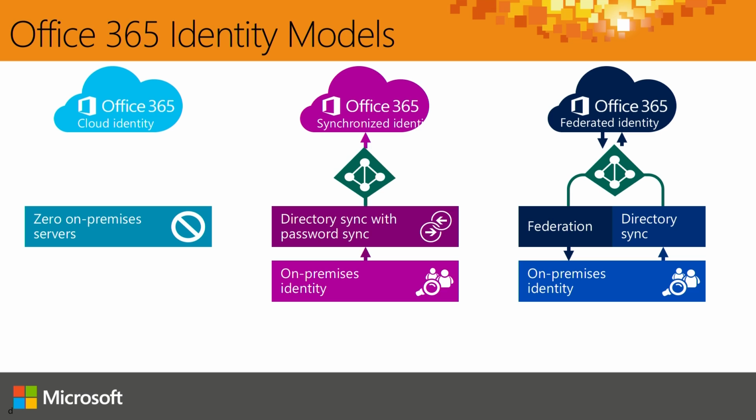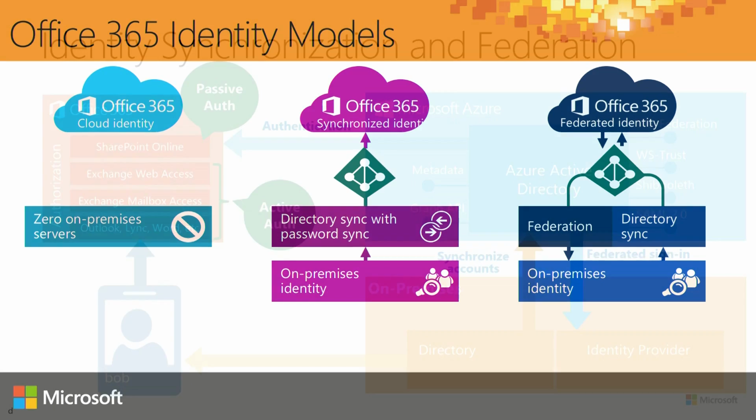And the last one is the federated model, where we still do directory replication. We still have that identity, which is mastered or created on premises in your Active Directory. But the authentication is actually happening somewhere else, not in Office 365, not in Azure AD. It's either happening on premises with ADFS or some other secure token service or another third party. So they're the 3 models that we'll be talking about, and why you would choose one over the other, or why you would consider a hybrid.